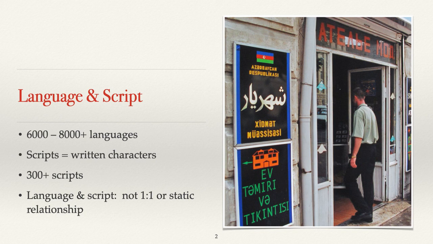When it comes to scripts, these are the written characters that we use to represent languages, and there are around 300 historical and currently in use scripts. Language and scripts have a relationship that is not one-to-one nor static. So for example, scripts like the Latin script or the Cyrillic script, the Devanagari script are used for multiple languages.